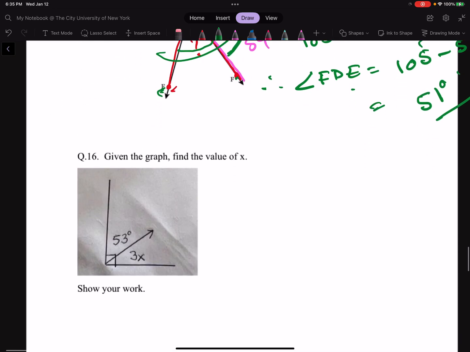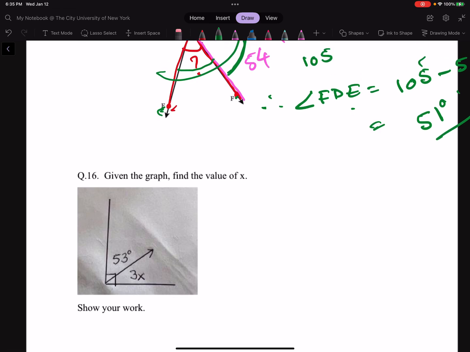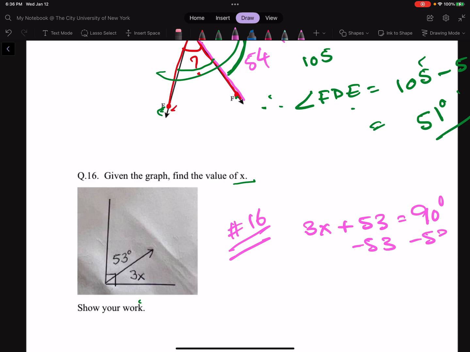Okay, and then this one is a piece of cake for you. Given the graph, find the value of x. If you look at it, you see this is a 90 degree, and there are two angles, they are complementary, okay. So you can say they will add up to 90 degree. So you guys are very good at it. So I'm doing 16 here. So it's 3x plus 53 equals 90 degree. And now your job is to isolate x. So this is gone. 90 minus 53 is 37.